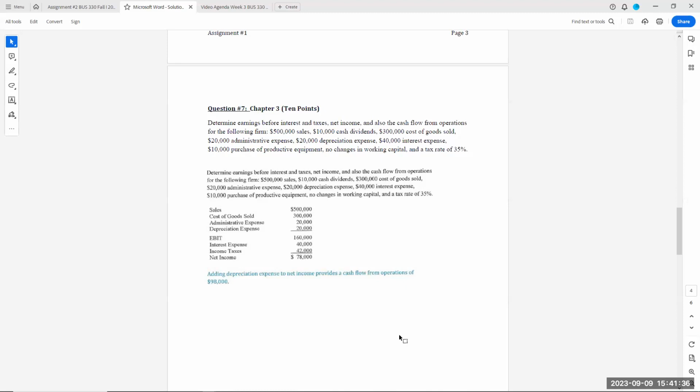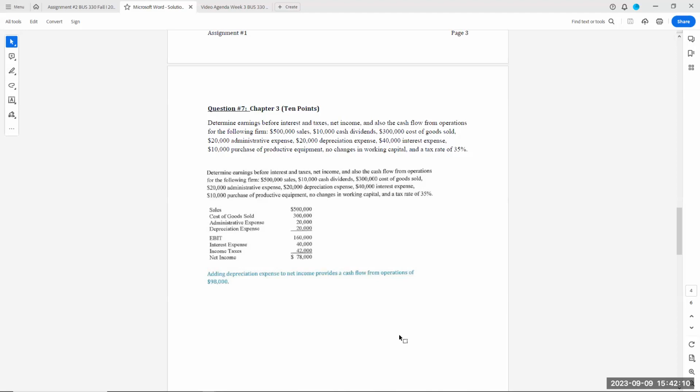Interest expense, 40,000. Interest expense comes after the operating profits, EBIT. The $10,000 purchase of productive equipment has nothing to do with operating expenses or income. It's cash flow from investing in additional assets of the business, so that has nothing to do with this problem. In addition to cash dividends, the purchase of productive equipment, $10,000, is not part of this problem.